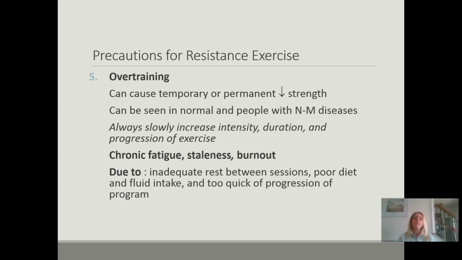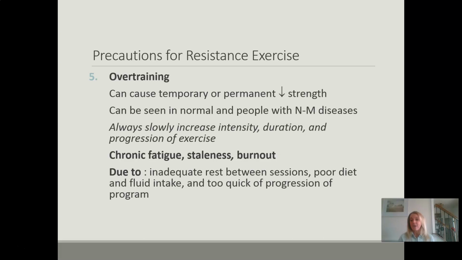Overtraining is when we have either a temporary or permanent decrease in strength. You can see it in healthy individuals as well as those with neuromuscular diseases. Again, it's important to slowly increase your intensity, duration, and progression of exercise, and don't progress everything at once. If you're going to increase the weight of the resistance, don't increase your reps at the same time. So choose one or the other.